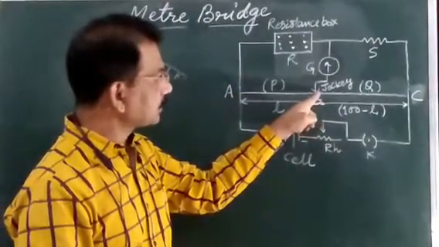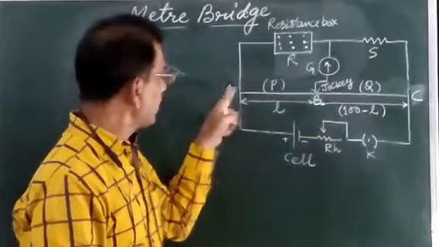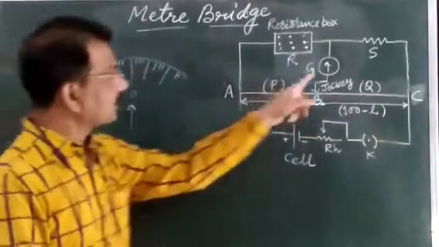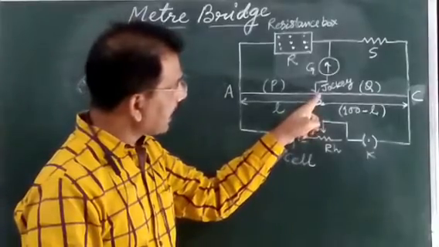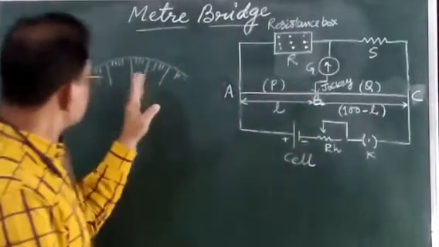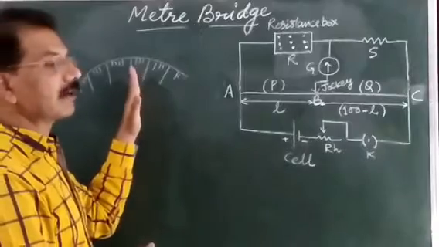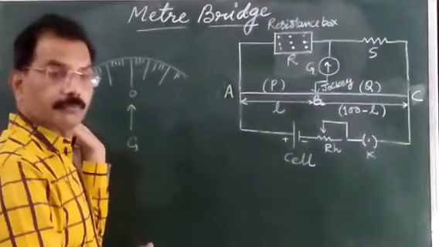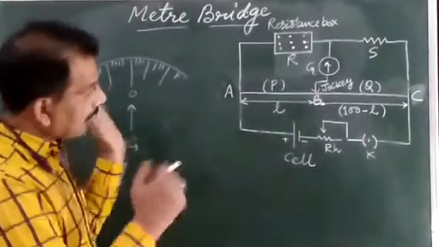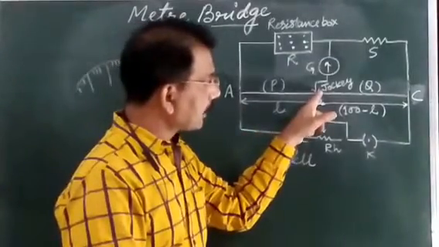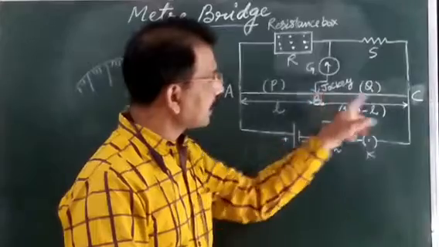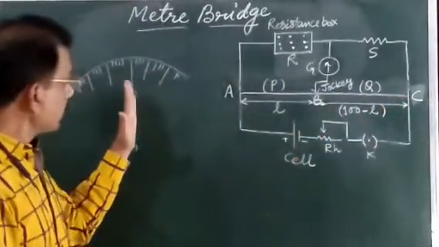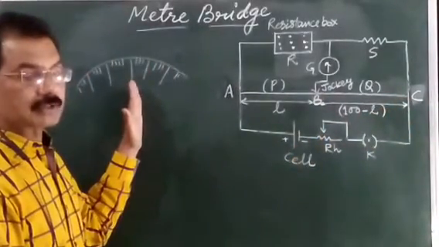First we touch the jockey at point A and look at the deflection in this galvanometer. Suppose when we touch the jockey at the point A, this galvanometer needle shows the deflection on the left hand side of the 0. And again we touch the jockey at the point C. Suppose on touching the jockey at the point C, the needle of the galvanometer gives the deflection right of the 0.